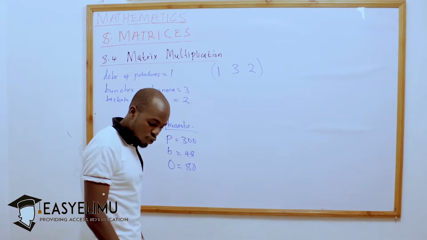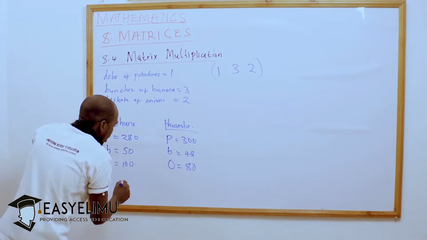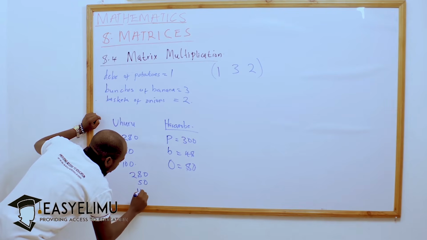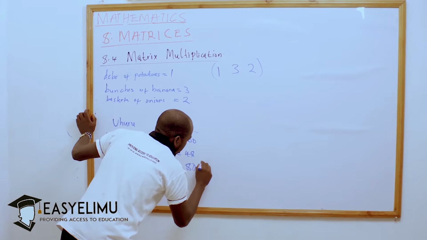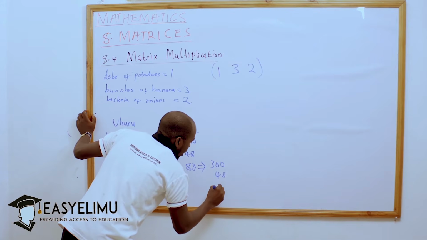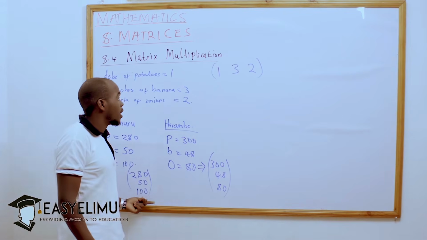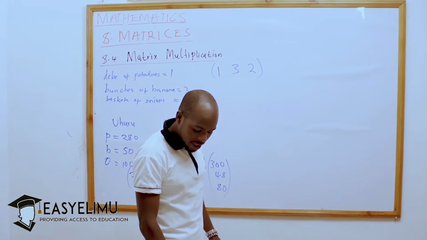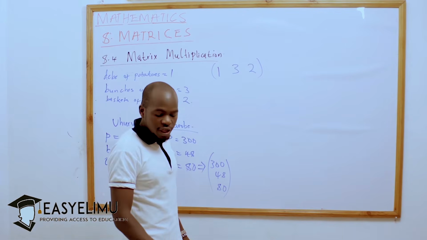Then we were asked to express the prices in column matrix. So since we have understood, we can give it in a column matrix as 280, 50, and 100. The same for this one will be 300, 48, and 80. This is what we refer to as a column matrix, and this one is a row matrix. Then another question asks, use the matrices A and B to find the total cost in each market.